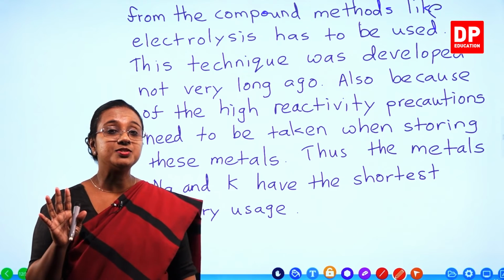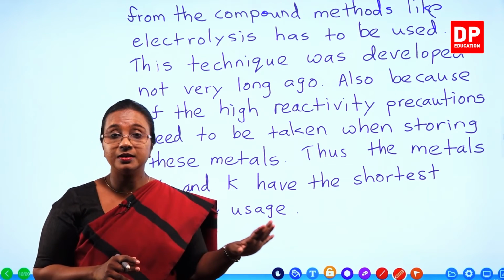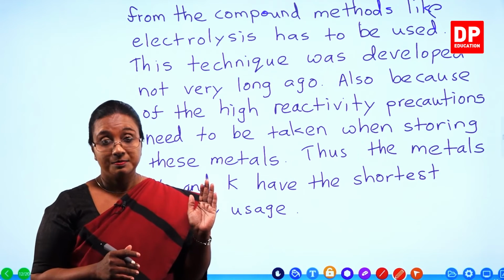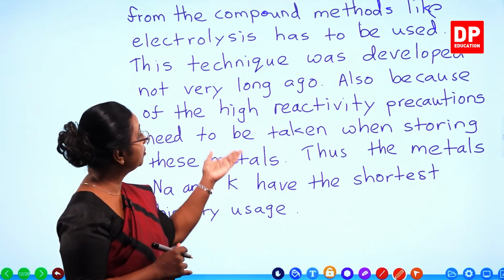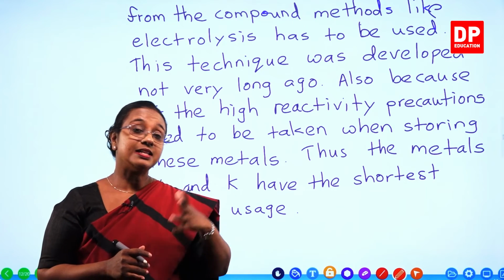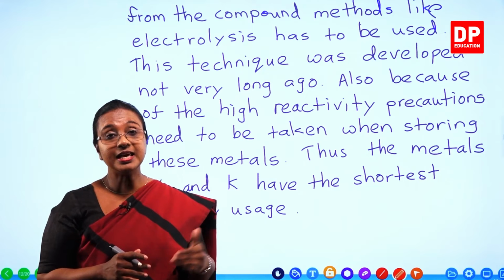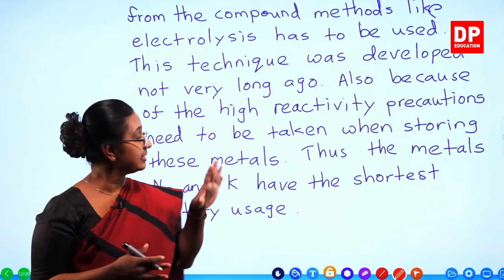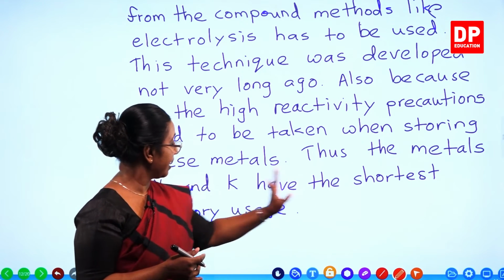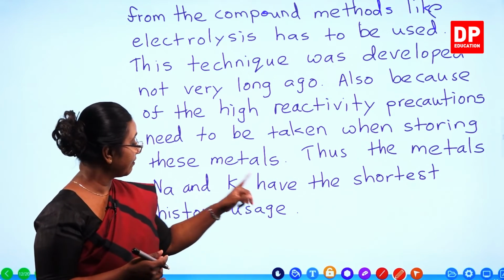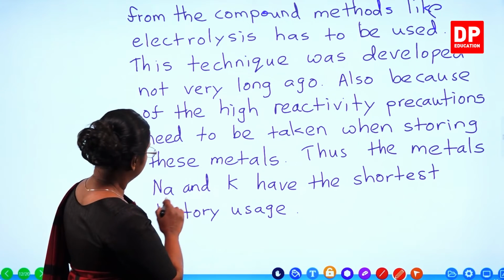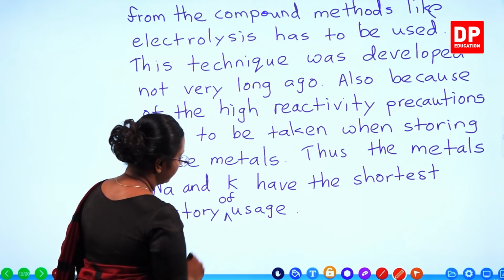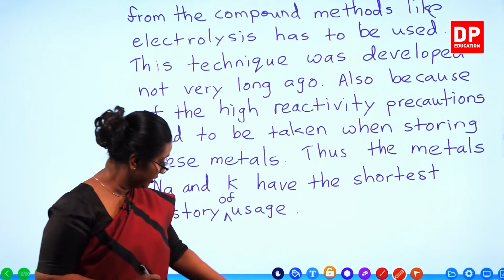So you have to remember, students, they are highly reactive, so they are not available as native metals, and it is difficult to extract these metals from their compounds. You need to use methods like electrolysis, and that was developed also somewhat recently, and it is difficult to store these metals. So because of all these reasons, they have the shortest history of usage. Sodium and potassium have the shortest history of usage. So that is the answer to this question.